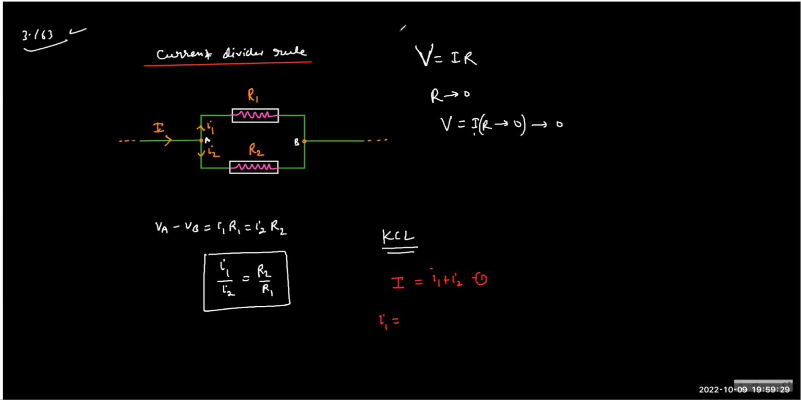So what is I1, guys? Solve and tell me. I2 will be I R1 upon R1 plus R2. Correct. Similarly, what will be I1? I R2 upon R1 plus R2. So I1 will be 2 upon 2 plus 1 into the total, and I2 will be 1 upon 1 plus 2.